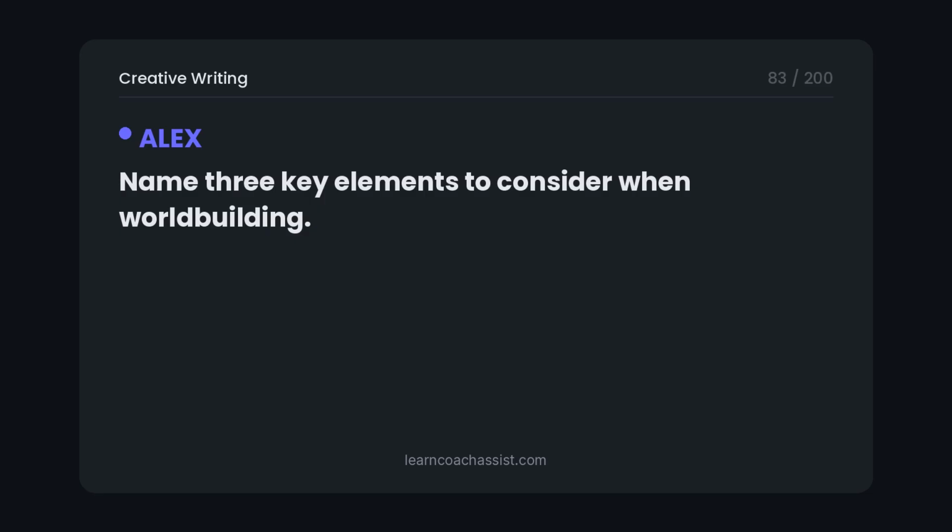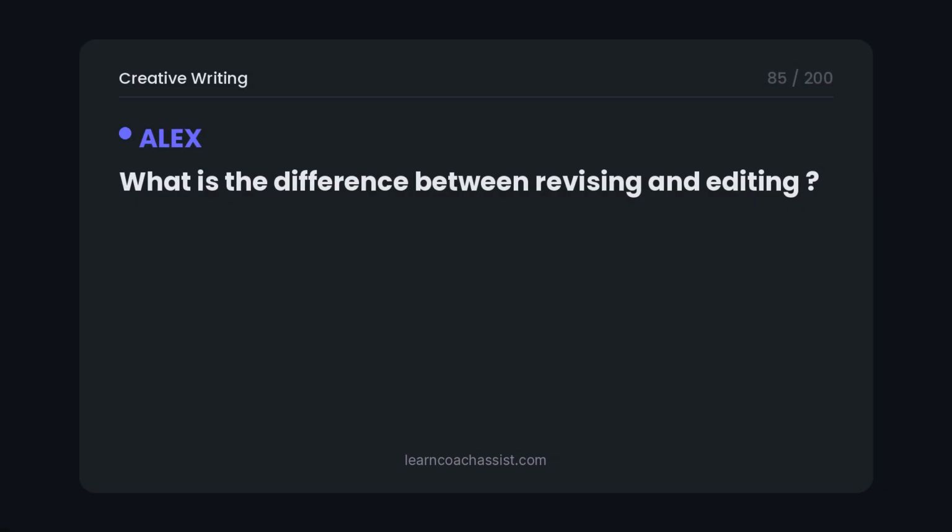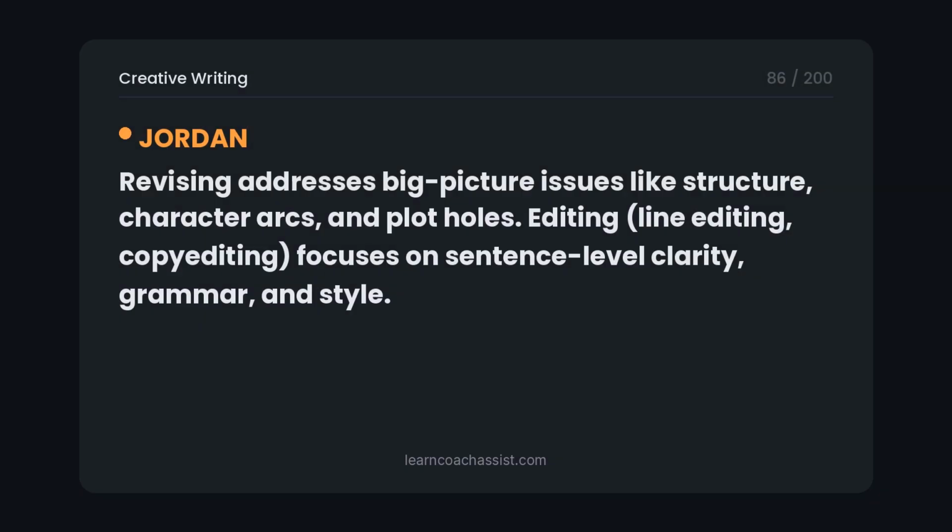Name 3 key elements to consider when world building. Key elements include magic or technology systems, and their rules/costs, political and social structures, and history and mythology of the world. What is the difference between revising and editing? Revising addresses big picture issues like structure, character arcs, and plot holes. Editing, line editing, copy editing, focuses on sentence-level clarity, grammar, and style.